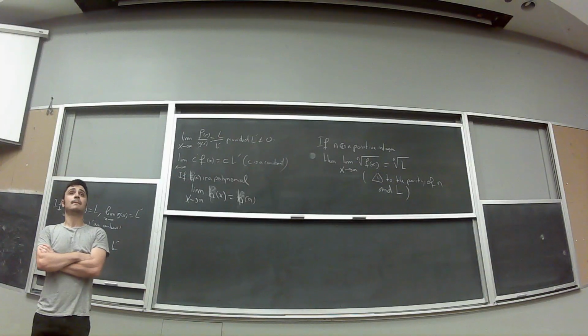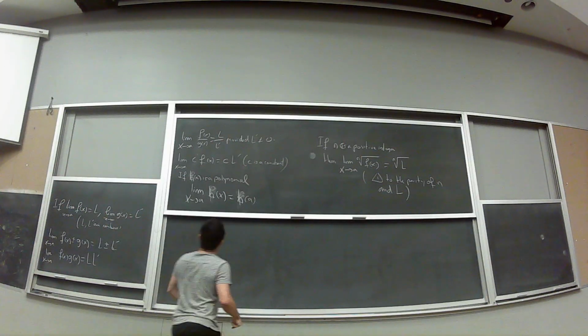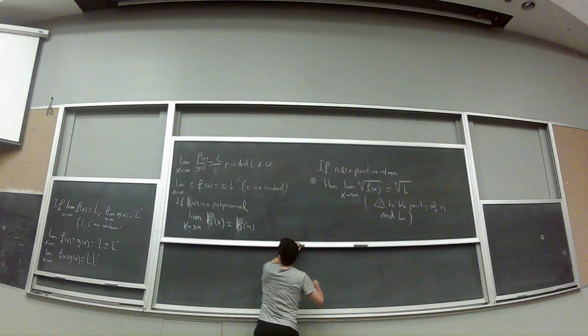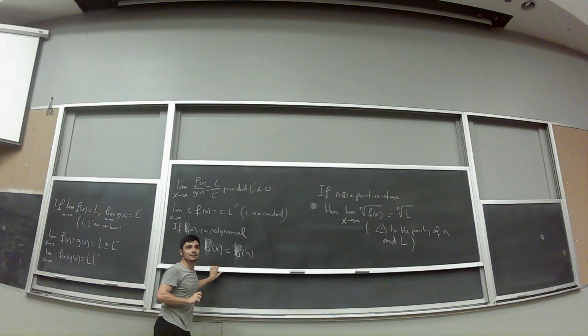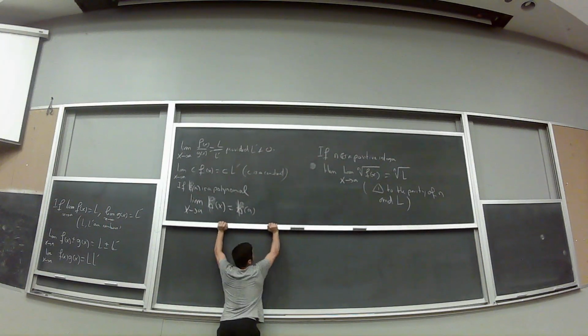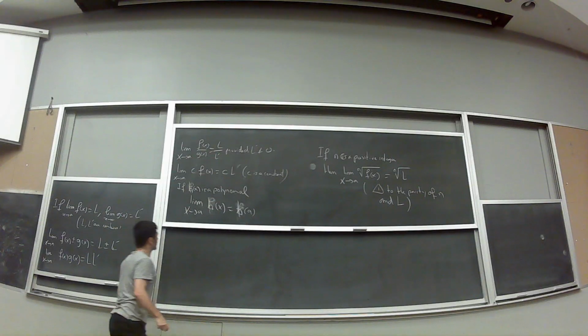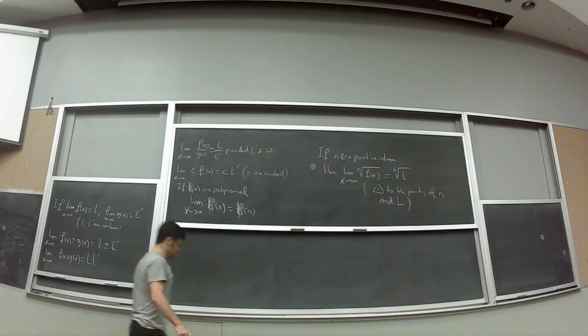Yes? For the top one, you put C times f of x. Oh, C times L prime. C times L, not L prime. This one? Is that what you meant? Yeah. There's no L prime, it's L. Thank you. Okay, great, awesome. Any questions so far? Any questions? Great, awesome. Let's continue.